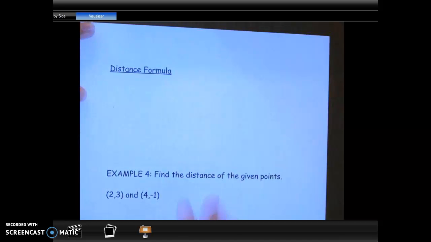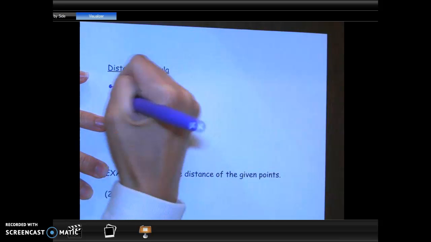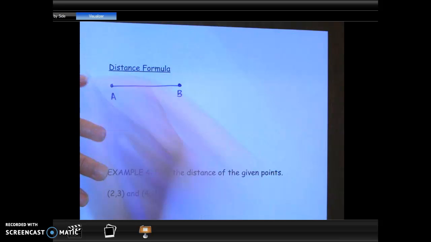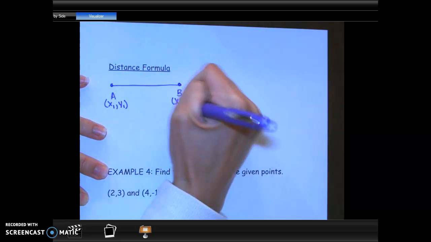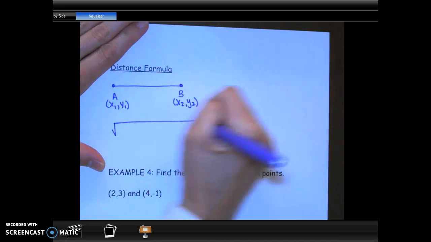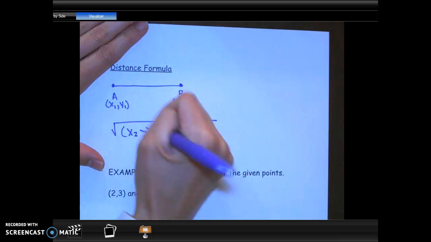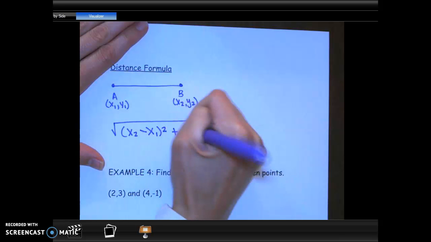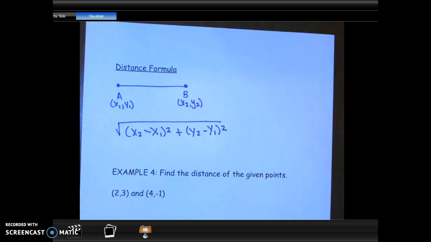Okay, next we have our distance formula. So, this is finding the distance from one point to another. So if you have your points again, A, B, remember we know that they are x1, y1, and x2, y2. So our formula this time is square root, okay, of x2 minus x1 squared plus y2 minus y1 squared. So we're just going to plug in our information and solve it.